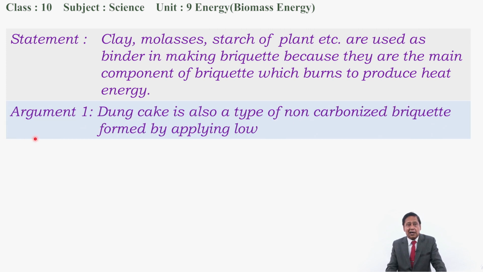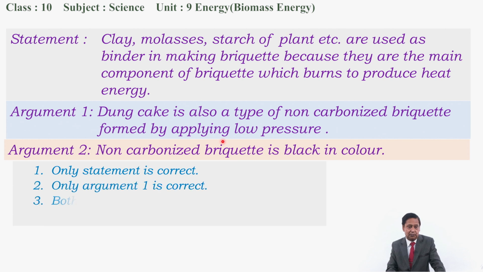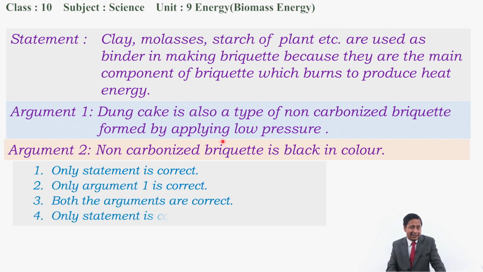Now next, argument 1. Dung cake is also a type of non-carbonized briquette formed by applying low pressure. Is it correct? Think about this. And argument 2. Non-carbonized briquette is black in color. Looking at all these statements and arguments, we have to select one of the options from these four. One of the options is correct. Now let's find the correct option.